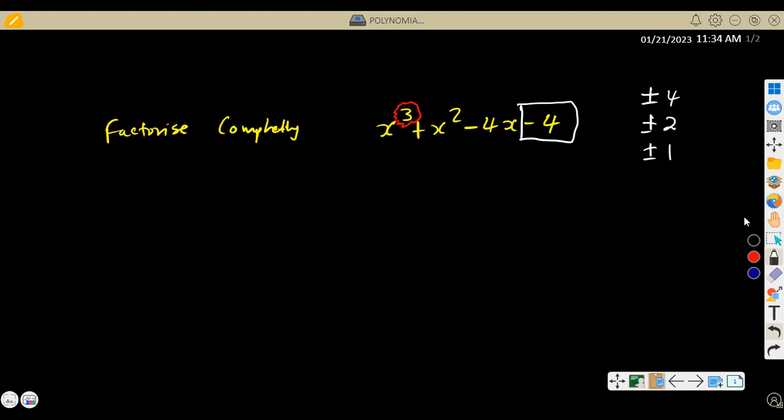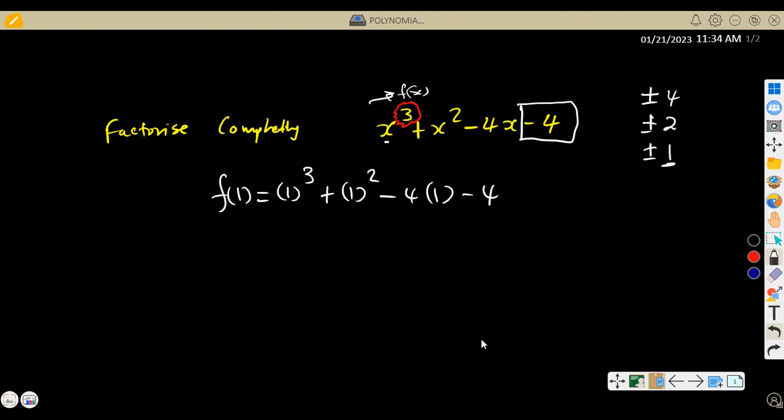Okay, let's start with 1 here. I'm going to work with plus 1. So if we are working with plus 1, we are going to write this as f of 1 is equivalent to, we substitute 1 into f of x. This is your f of x, this expression. So if I substitute 1, this is 1 to the exponent of 3 plus 1 to the exponent of 2 minus 4 times 1 minus 4, like this.